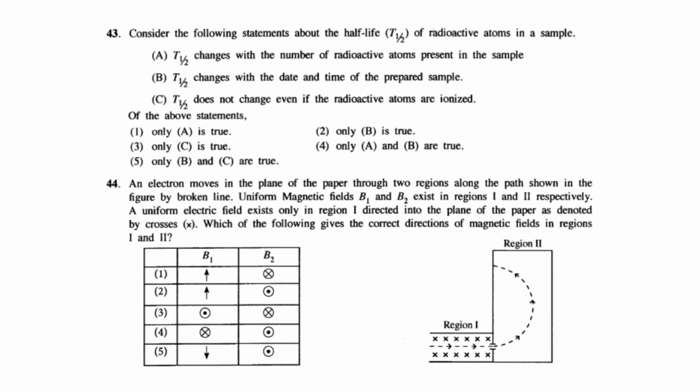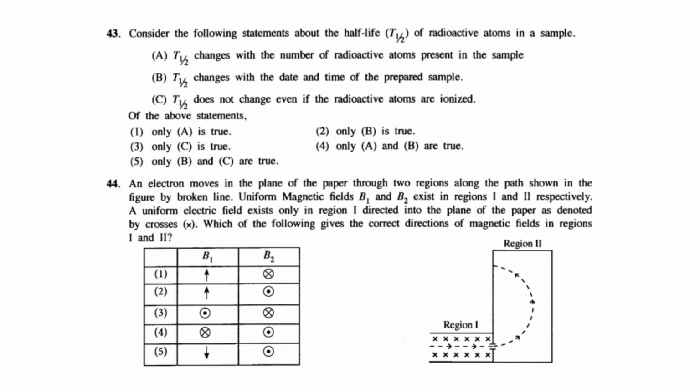B. T-half changes with the date and time the sample was prepared. B is wrong. There is no connection between the half-life and the date and time at which the sample is prepared. C. T-half does not change even if the radioactive atoms are ionized. Ionization and radioactivity are two different processes. Ionization happens from the electrons of the outer shells and the radioactivity happens from the nucleus. So there is no connection between radioactivity and ionization. C is the correct statement. So the answer is the third one.